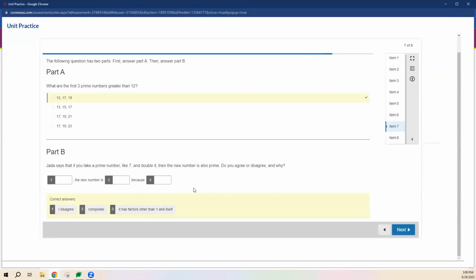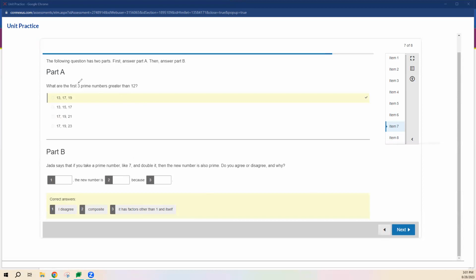Here's another one where we're filling it in. This question has 2 parts. Guess what, guys? If it has 2 parts, how many parts do you think you need to answer? 2. You have to answer both parts. I know, it's shocking. It's a shocking thing, but you do. You have to answer both parts. Don't leave part B blank. Okay? First answer part A, then answer part B.